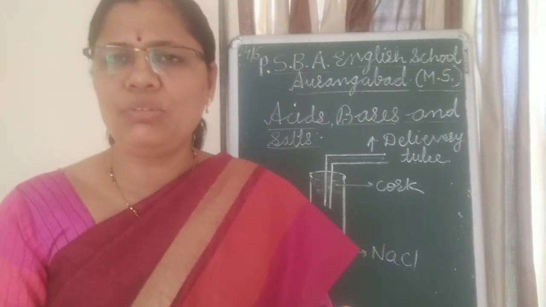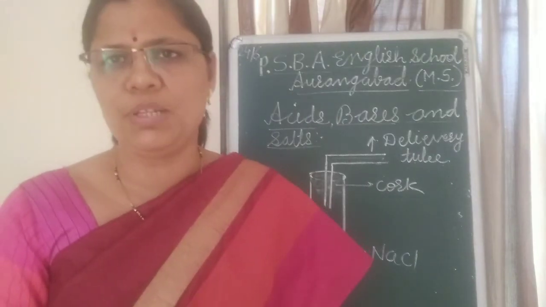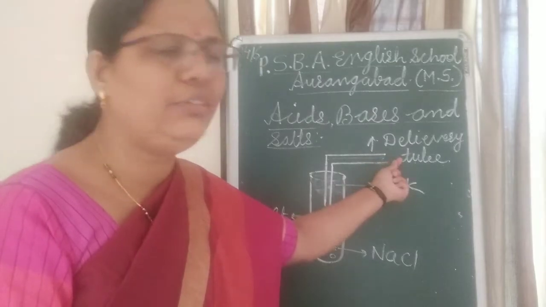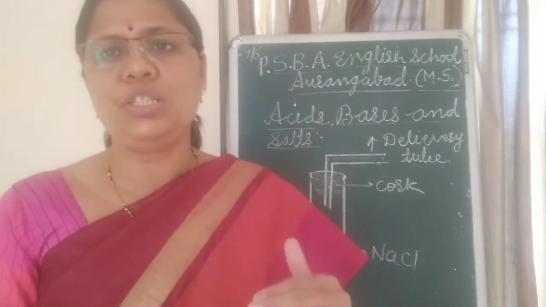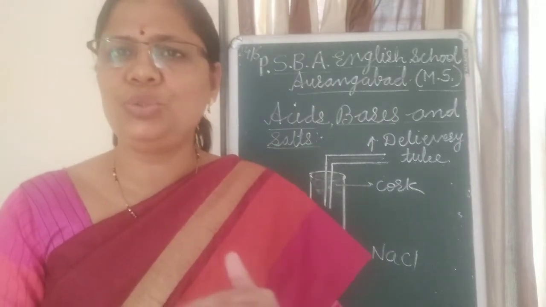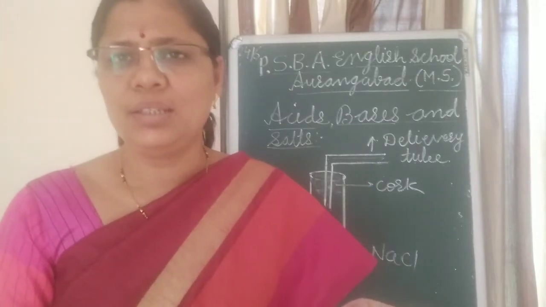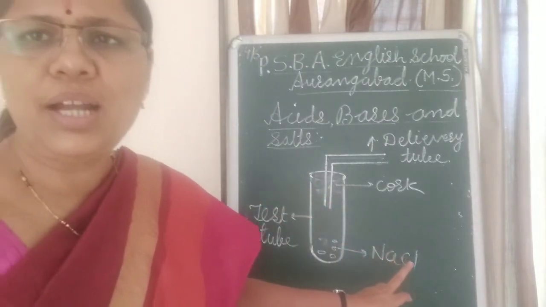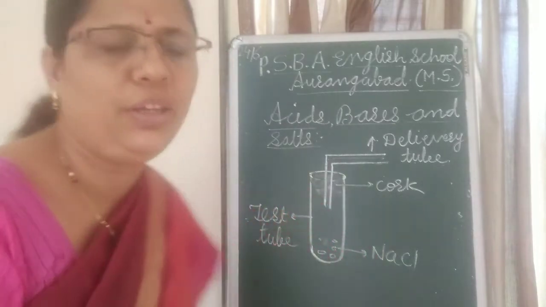Then what next do we have to do? We have to moisten that blue litmus paper, and after that we hold it near the delivery tube. We find that the blue litmus paper changes to red. Now why did it happen? Which gas is it? That we will understand. First, we will understand what products are formed when NaCl and H2SO4 combine.